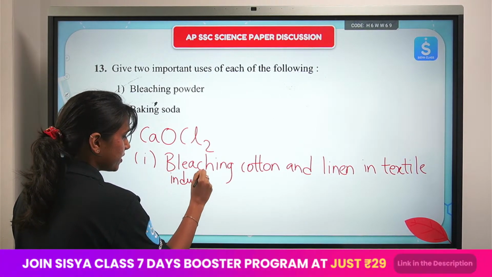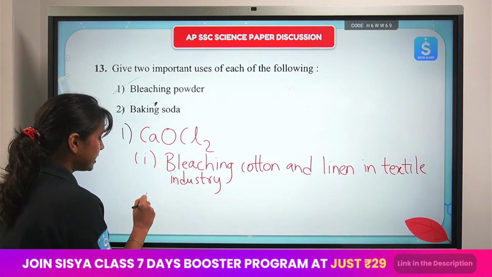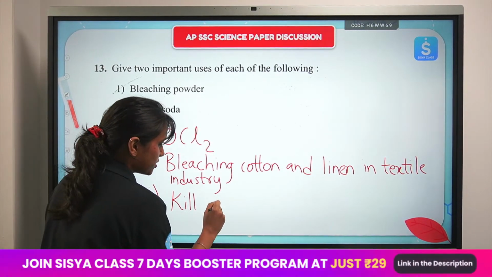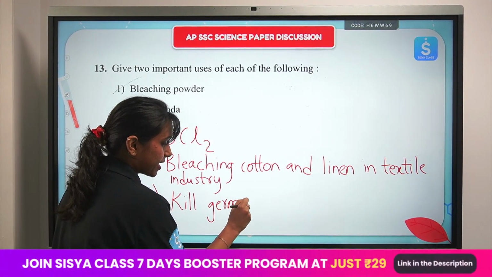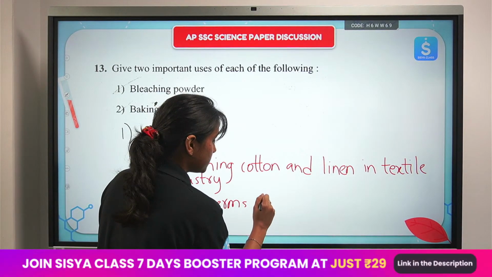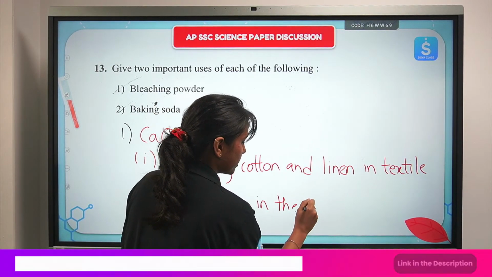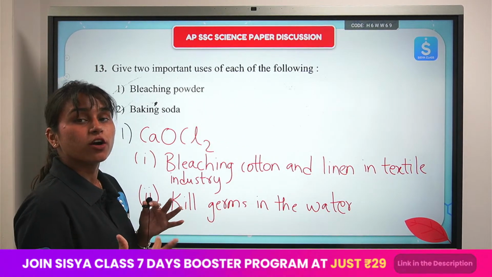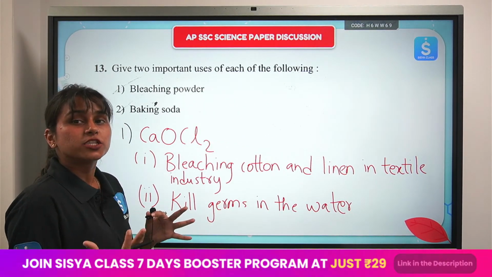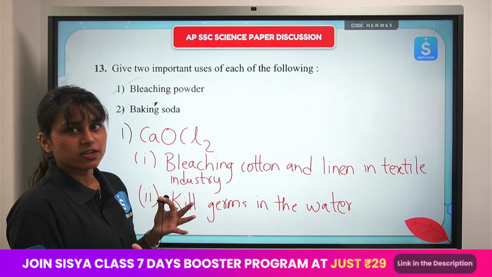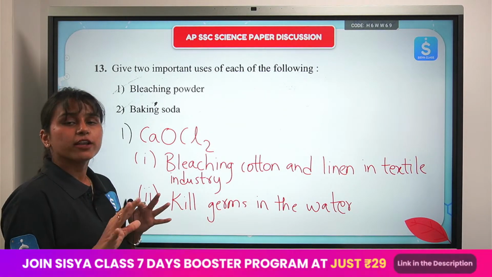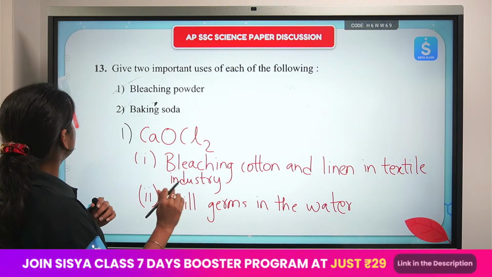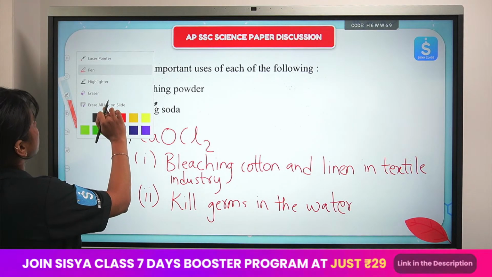The second you can write: it is used to kill germs in the water and make it safe for drinking. Or else it is used in the bleaching of wood pulp, or in the laundry services that we use in our daily life. There also they use bleaching powder to bleach our clothes. I hope this is clear. Then let me solve the next one.